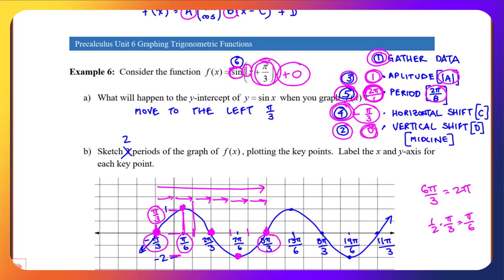1 pi over 6, 2 pi over 6, 3 pi over 6, 4 pi over 6, 5 pi over 6, 6 pi over 6, 7 pi over 6. I need to label that point. 8 pi over 6, 9 pi over 6. Isn't 10 pi over 6 reduces to 5 pi over 3? So if you can count carefully, you can do this without too much trouble.